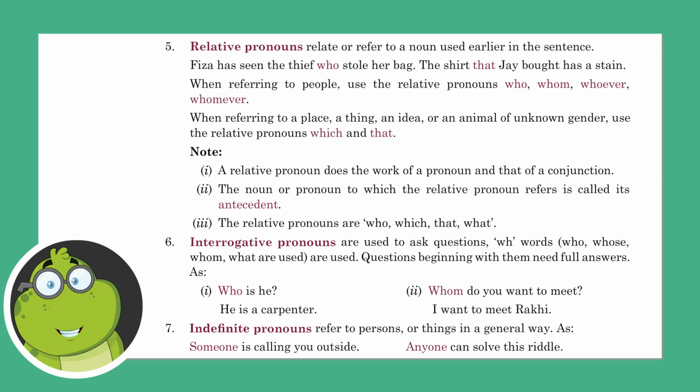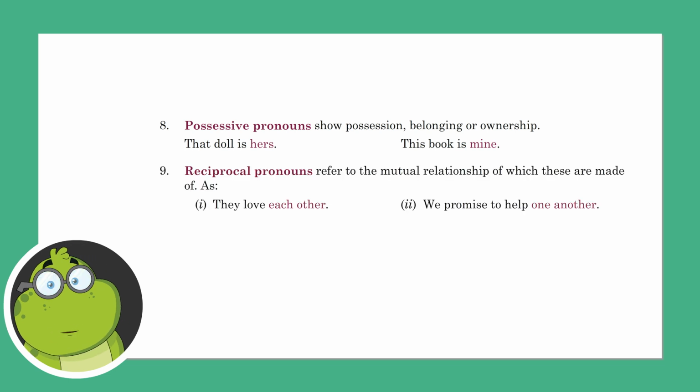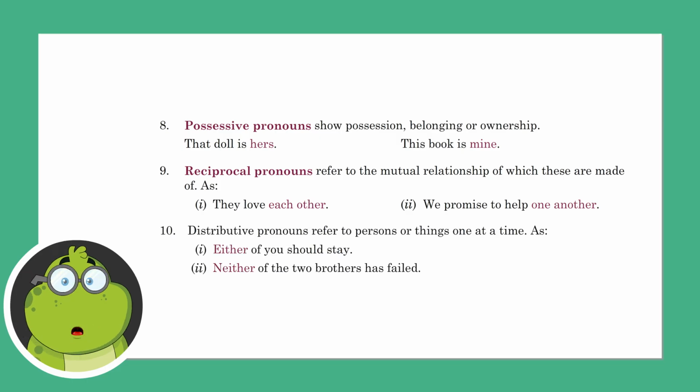Indefinite pronouns refer to persons or things in a general way, as: Someone is calling you outside. Anyone can solve this riddle. Possessive pronouns show possession, belonging, or ownership. That doll is hers. This book is mine. Reciprocal pronouns refer to the mutual relationship, as: They love each other. We promise to help one another.